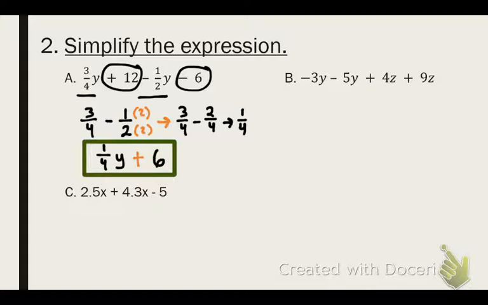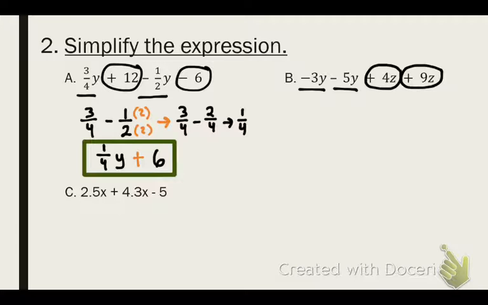Jalen, tell me what to underline and circle. Negative 3y, negative 5y, and then circle 4z, 9. Excellent. What I want you guys to do now is combine the like terms. We've got the y family and we have the z family. See if you can find the answer on your own.